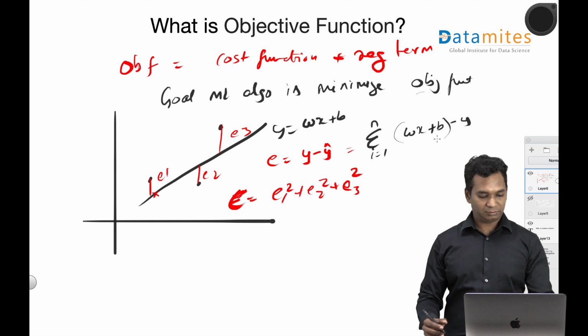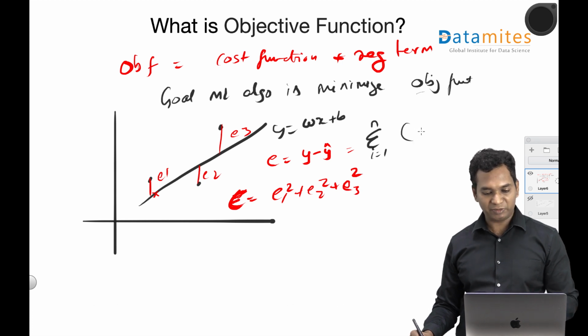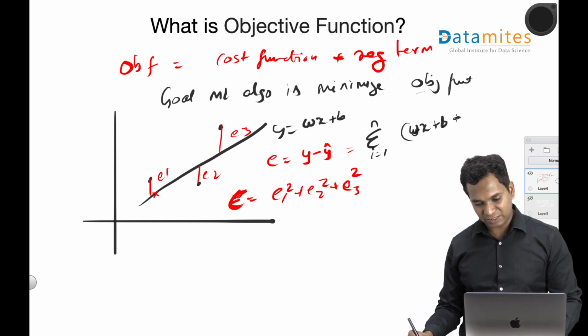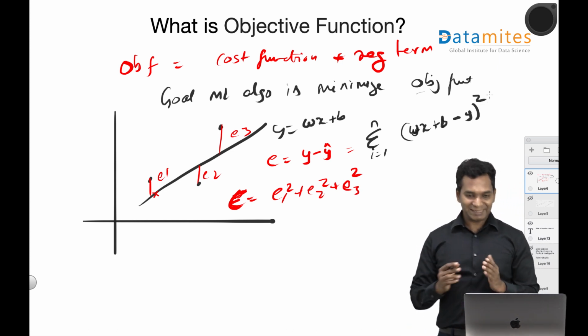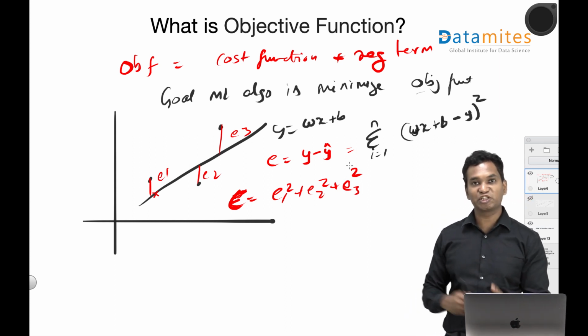So it's a summation of, anyway, taking a square of it, so it doesn't matter. So I'm going to say wx plus b minus y whole square. Okay, great. So this is your cost function actually. So the goal of your machine learning algorithm, in this case linear regression, is to minimize this.